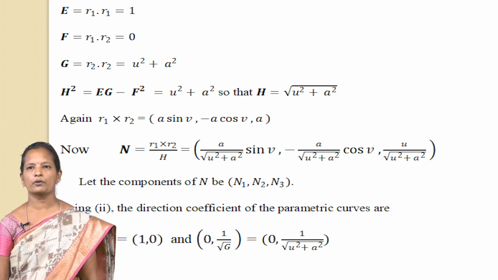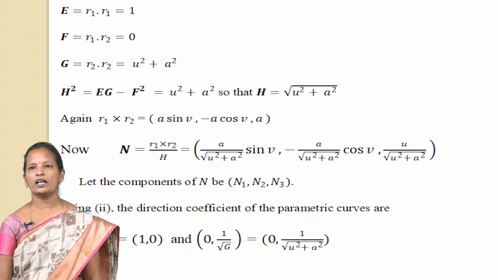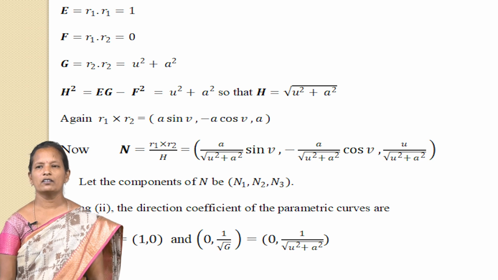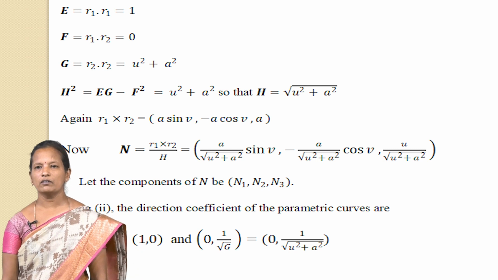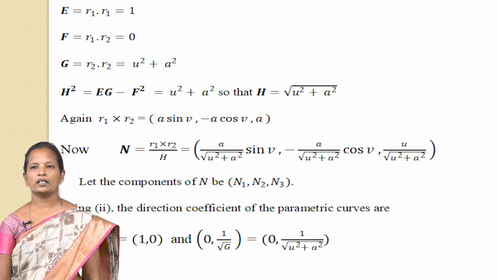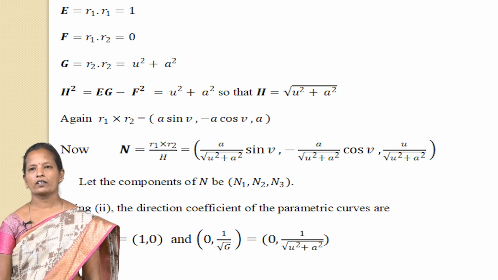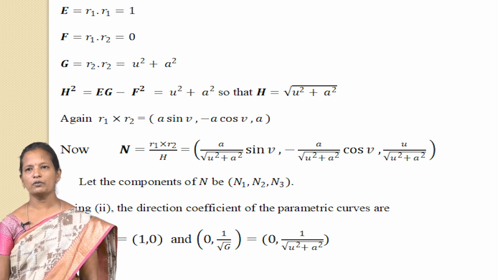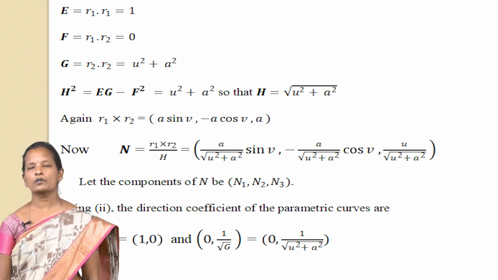Taking the cross product R1 cross R2, how do we calculate the cross product of both vectors? Yes, by taking the determinant value. We get R1 cross R2 as A sin V, minus A cos V, comma A. After calculating the determinant, we get the cross product. Now the normal vector N is equal to R1 cross R2 by H. You already know the formula. We just found the value of R1 cross R2. H means what? The square root of U squared plus A squared.